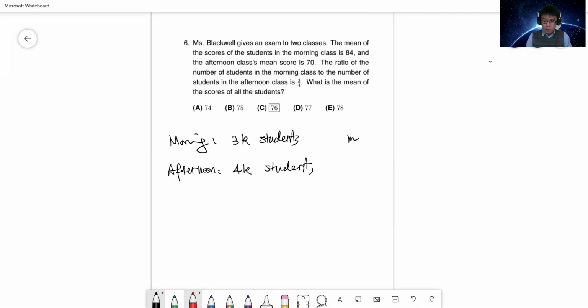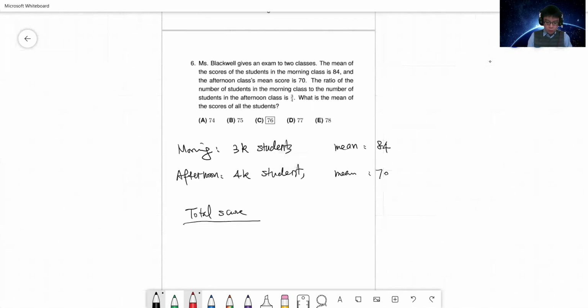And the mean in the morning class is 84, and the mean in the afternoon class is 70. Now the average, the mean of the score for all students, that's the total score over total students.